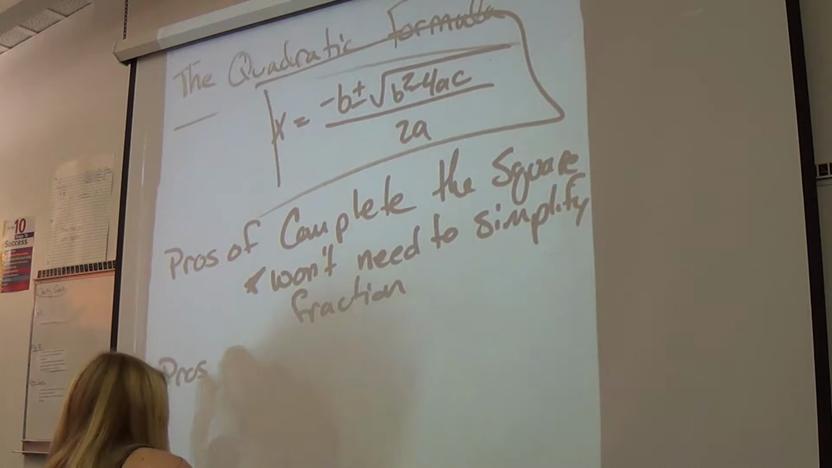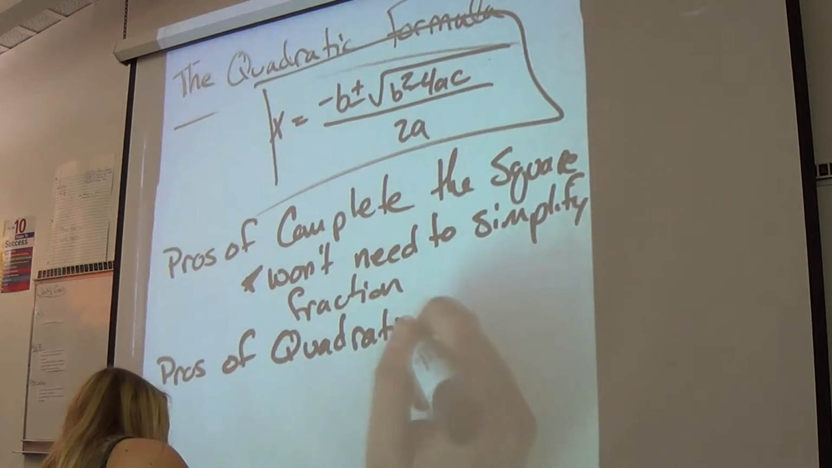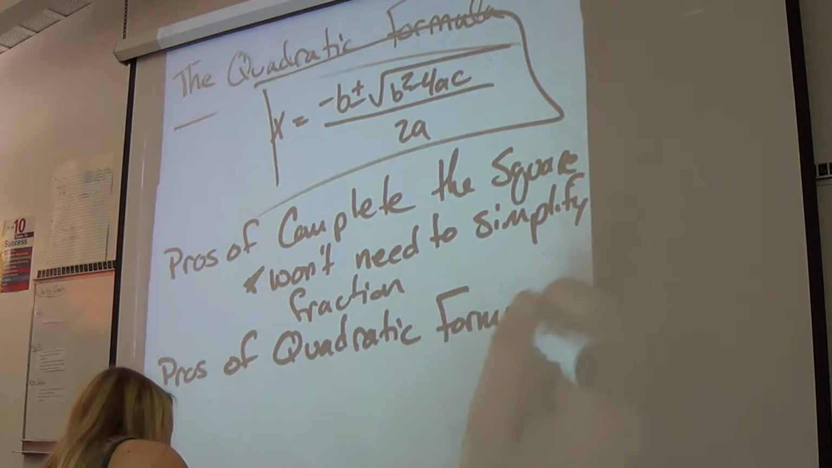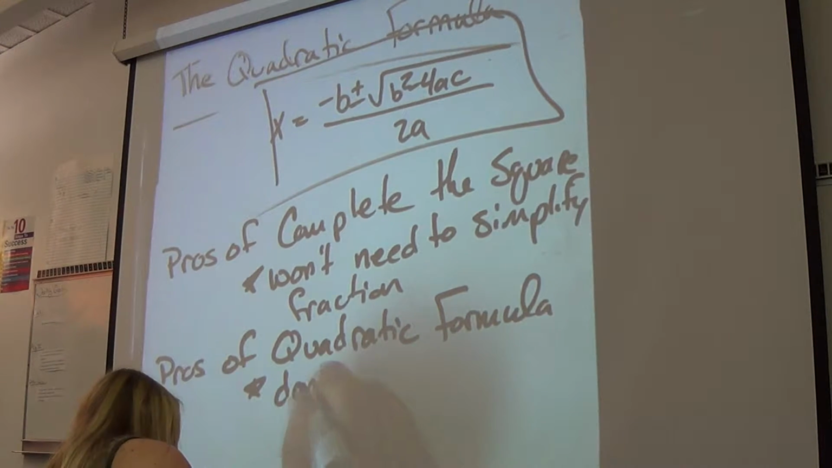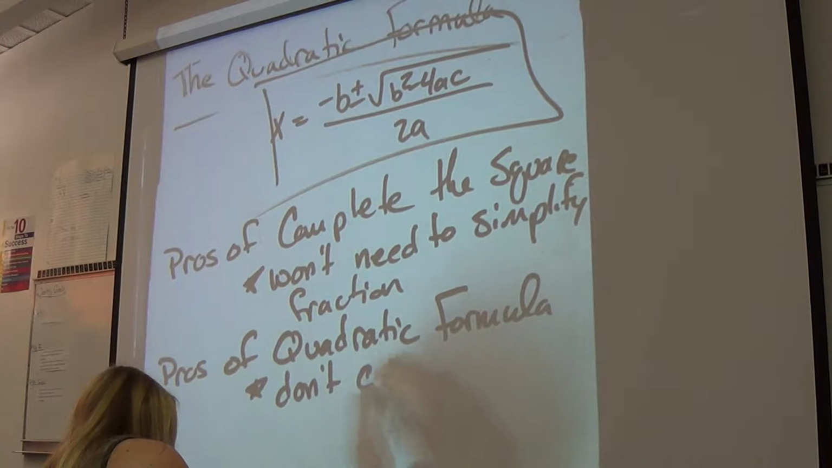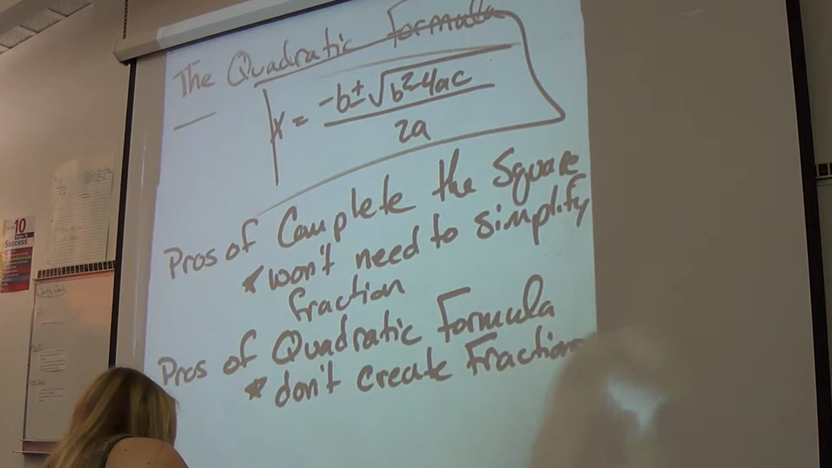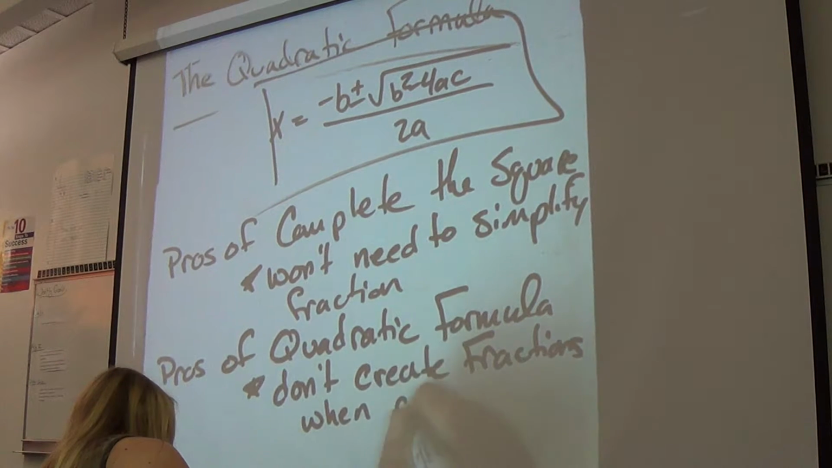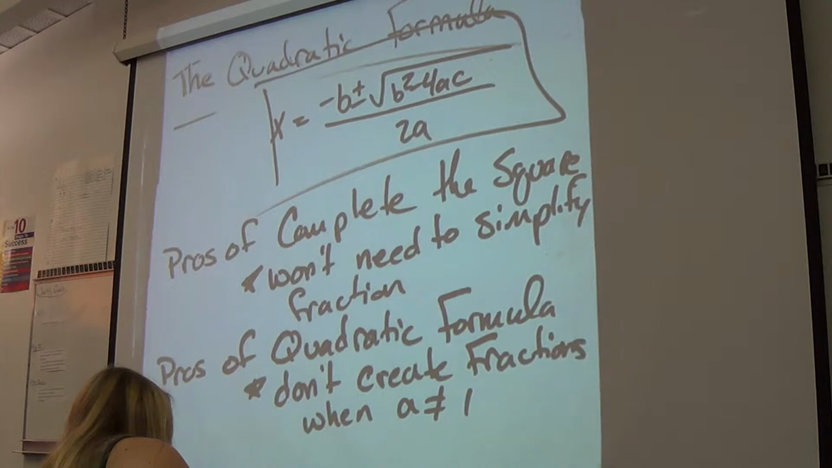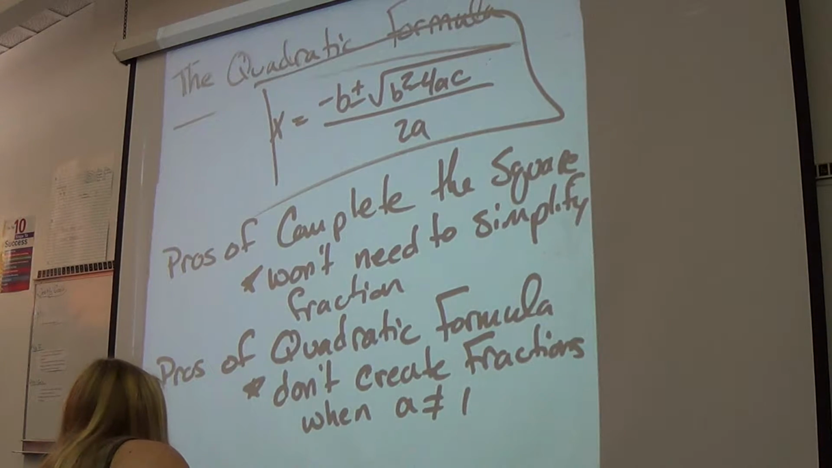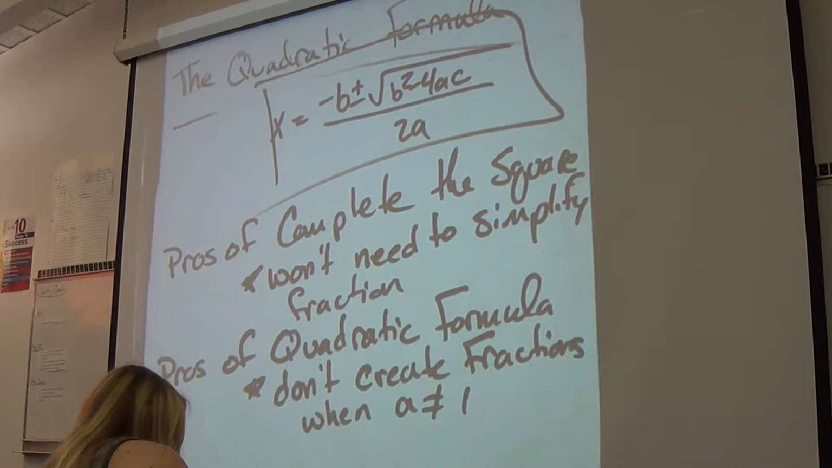The pros of the quadratic formula is that you don't create fractions when a does not equal 1. You had a couple of those on your assignment last night, and they get kind of crazy because you have fractions inside of there, and then we're square rooting fractions, and it just becomes a mess.